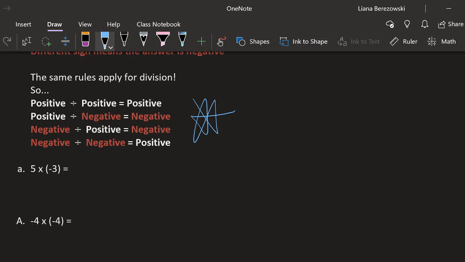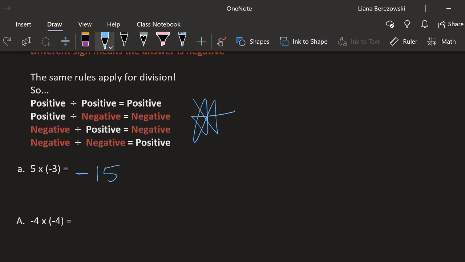There's a couple of examples here. Let's just do two of them because I want to get through grouping like terms before the end of this class. So positive 5 times negative 3, different signs. Your answer, first of all, 5 times 3 is 15, but then it's going to be a negative 15 because you have a positive times a negative. That's always going to be a negative answer.